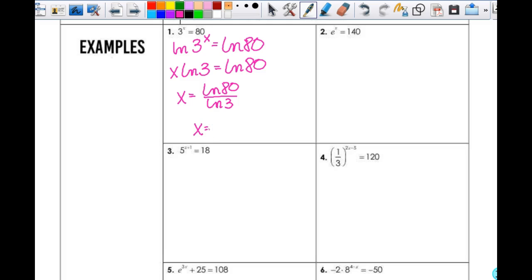So type that in. Careful with your parentheses.